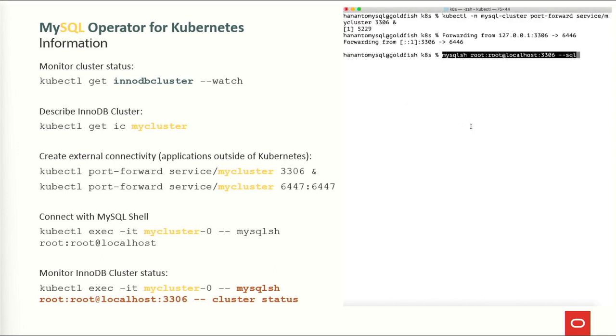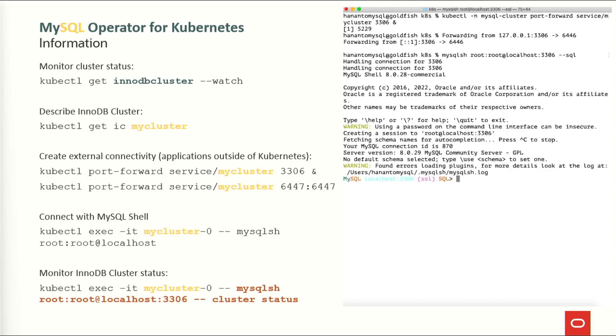Let's say I do port forwarding. Let's say we want to connect to the InnoDB clusters. We can use port forwarding and then connect from the outside of the Kubernetes.